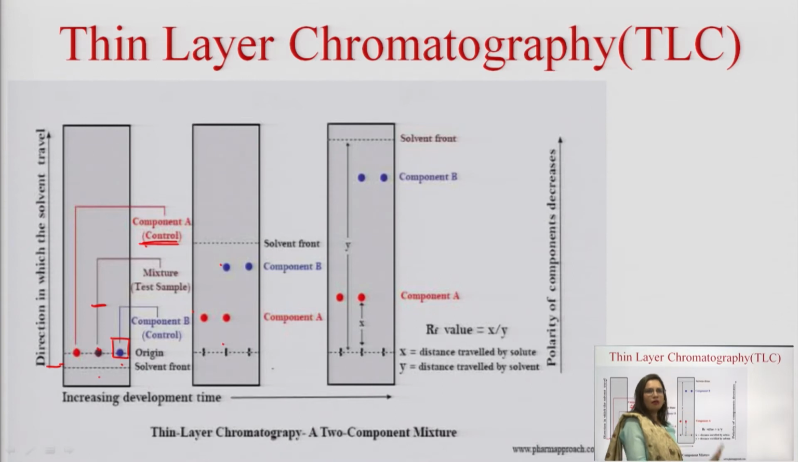This does not have any unit and it is always less than 1. So, and again polarity, since this is a normal phase chromatography, where the stationary phase, that means the silica adsorbent along with the moisture, acts as the stationary phase, is a polar one, and the solvent system which is being kept in the tank is non-polar.